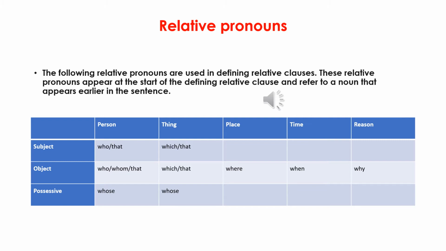Now, if we are talking about possessive, possessive means ownership, something you own. For person, we use whose, and for thing, we use whose as well.